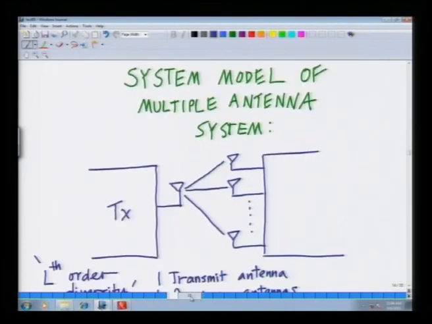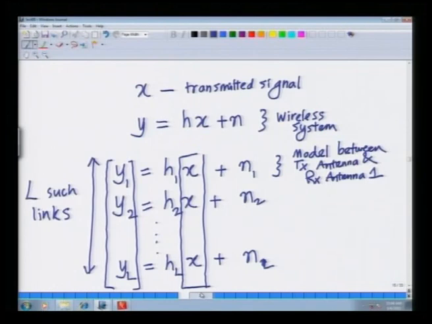And we started analyzing a system with receive antenna diversity. We said we have 1 transmit antenna and L receive antennas. So, that system can be represented as Y1 equals H1 x plus N1, that is, the signal received at receive antenna 1 is H1, which is the coefficient between the transmit antenna and receive antenna 1, times x, which is the transmitted signal, plus N1, which is the noise at receive antenna 1. Similarly, Y2 equals H2 x plus N2, and so on until YL equals HL x plus NL.